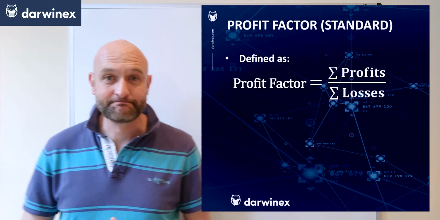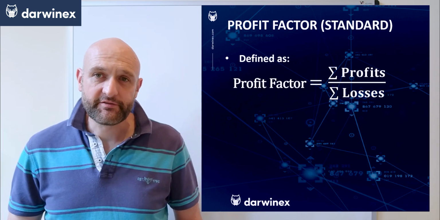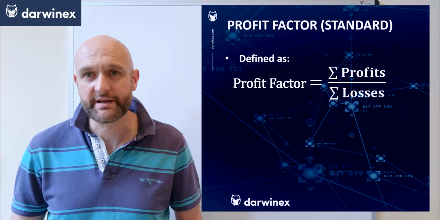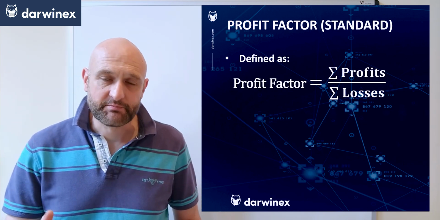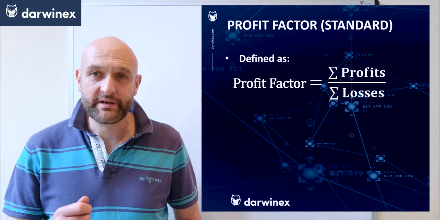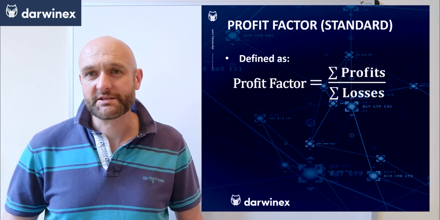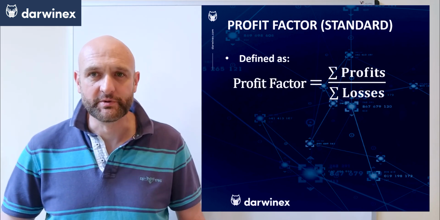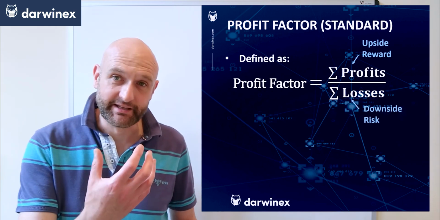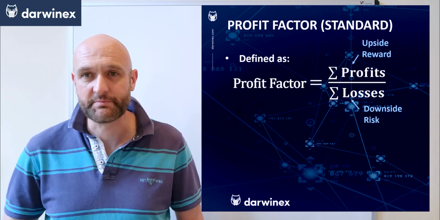of the profit factor. As I'm sure you're already aware, you calculate the profit factor by taking the sum of the profits from all of the profitable trades and then dividing that by the sum of the losses from the losing trades. As I said before, we need to consider both upside reward and downside risk as part of our implementation of any performance metric. And the way that profit factor does this is because clearly the profits relate to the reward aspect and the losses relate to the risk aspect.